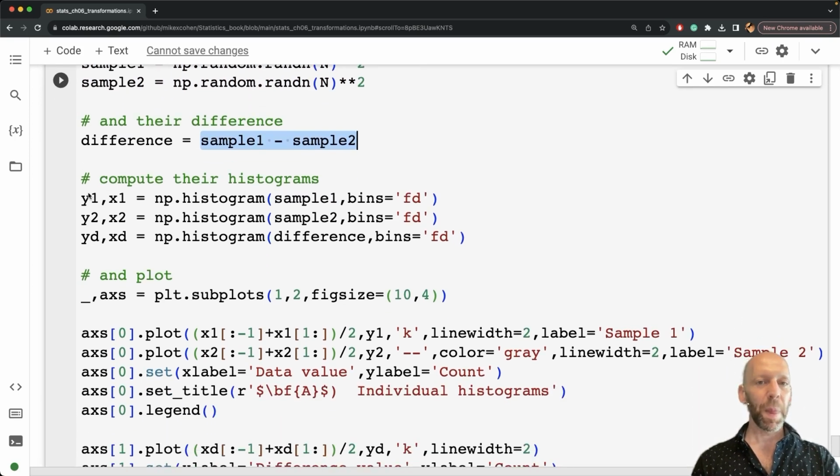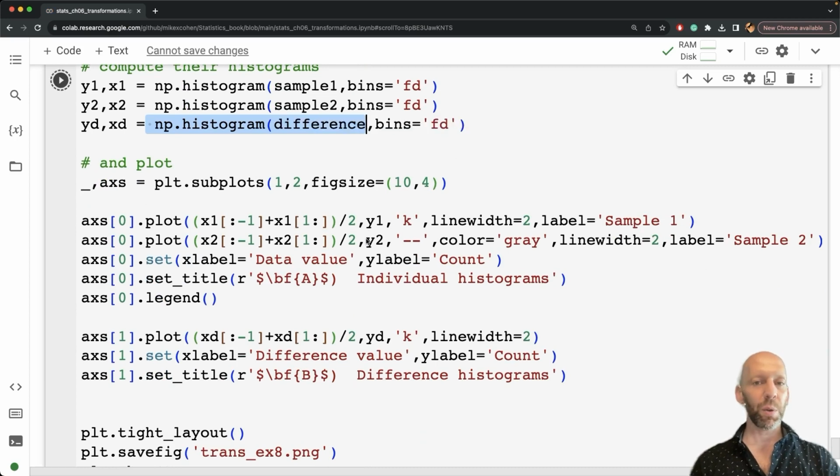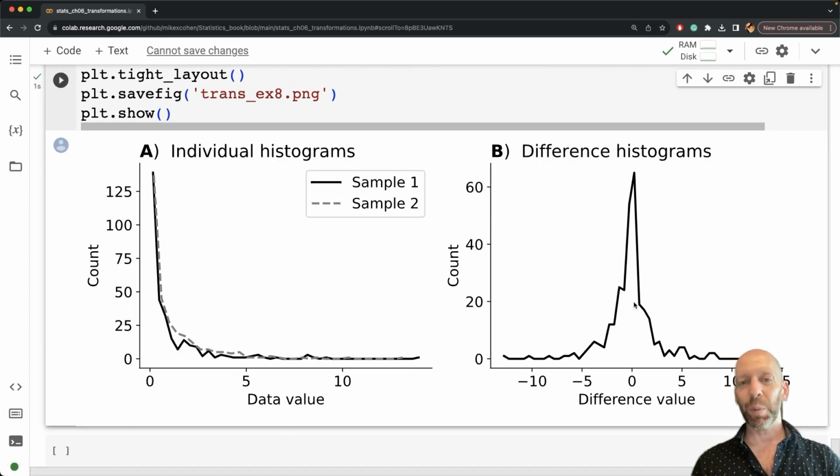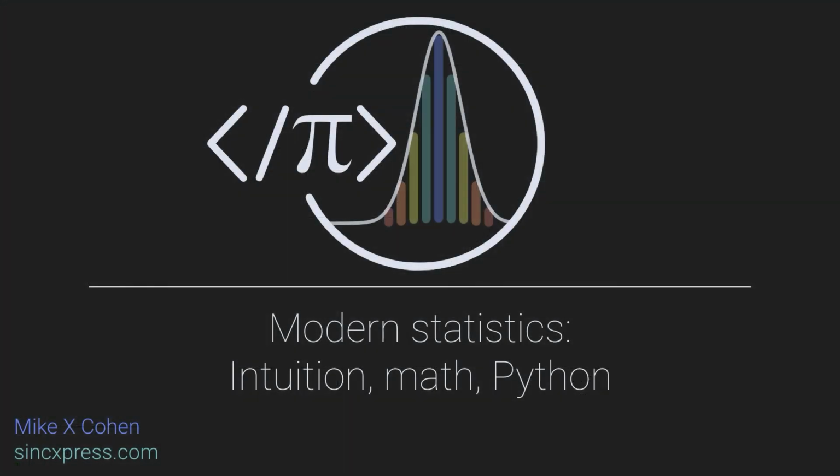Here I take the histogram of each sample individually, and here is the histogram of the difference between those two samples. And lo and behold, we see that the difference between these two samples is closer to a normal distribution than that of either of the samples alone.